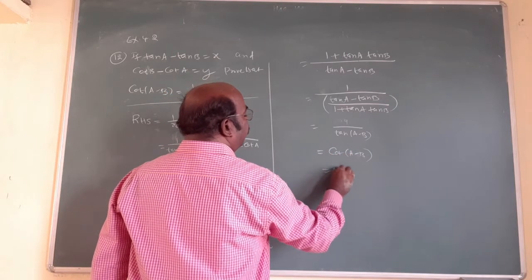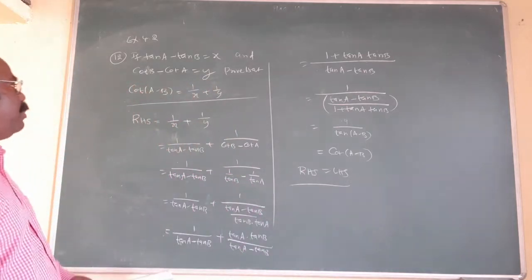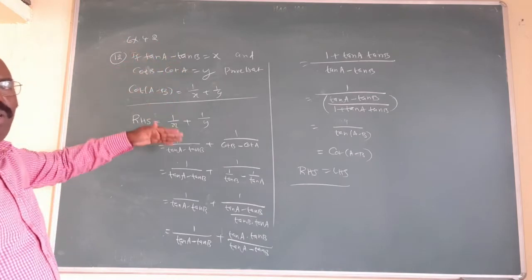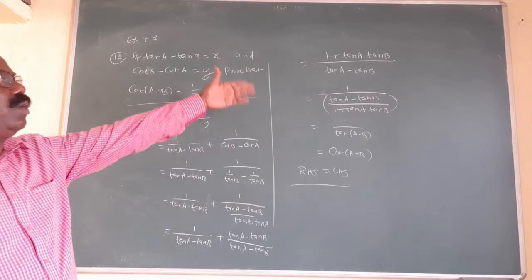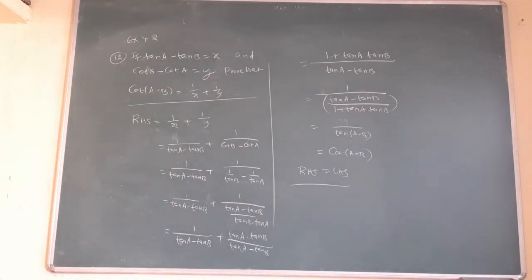That is LHS. In this problem I start with RHS. What is the reason? Because RHS involves x and y. The x value is already given. Substitute x and y values, then take the fundamental formula. Take LCM, then reciprocal. That is the formula for tan(A − B). For 1 by tan is cot. This type of problem, 5%.